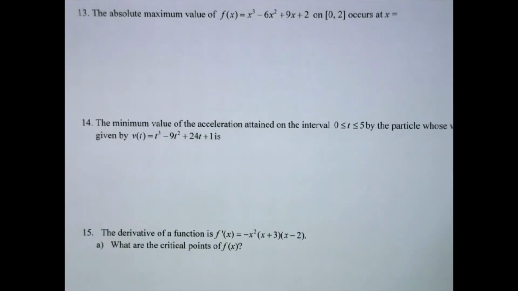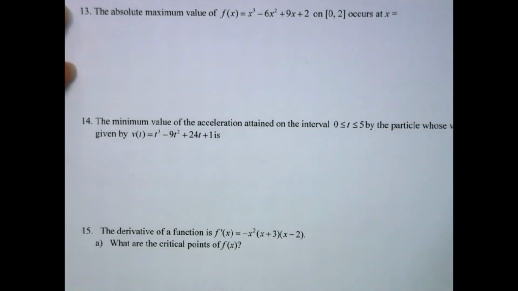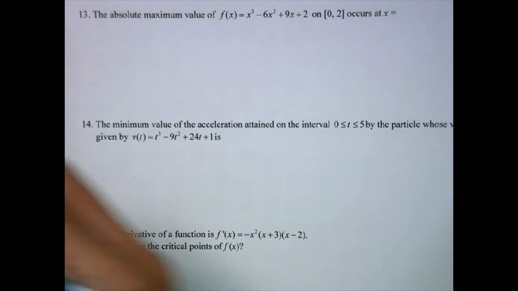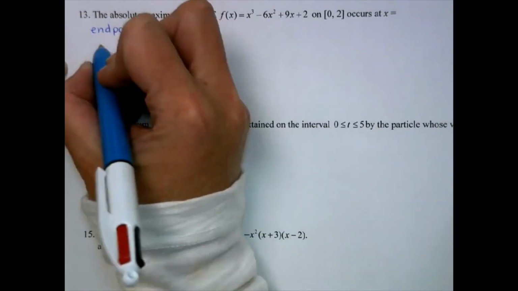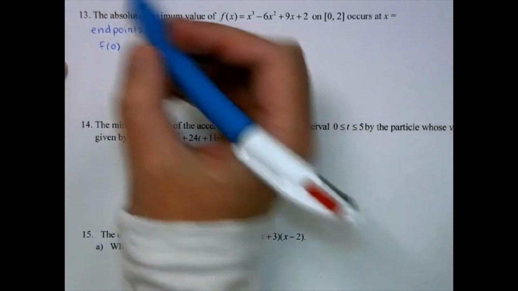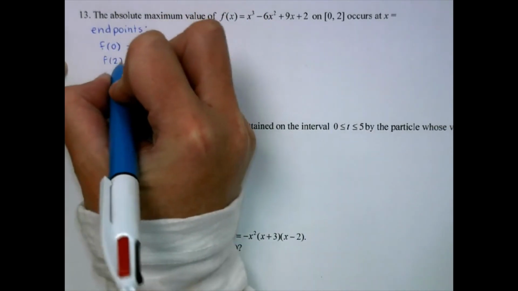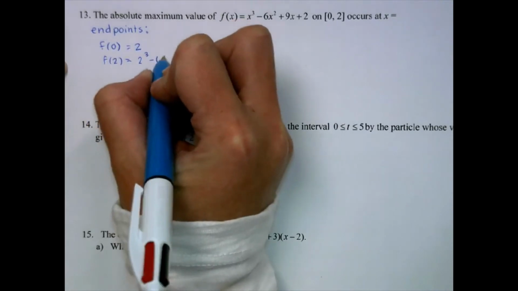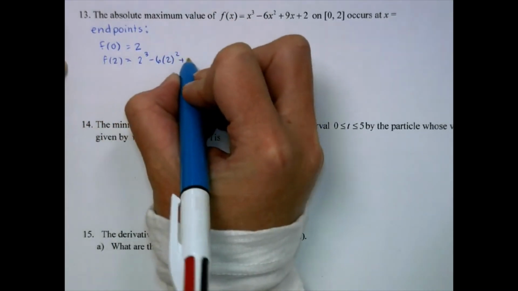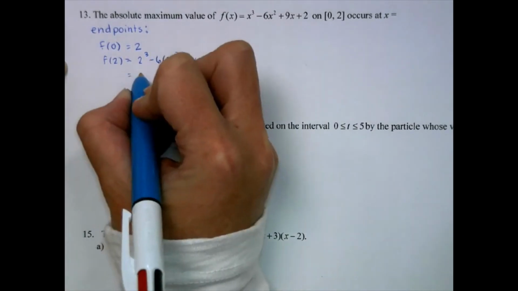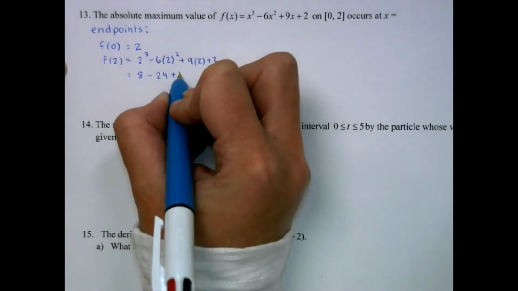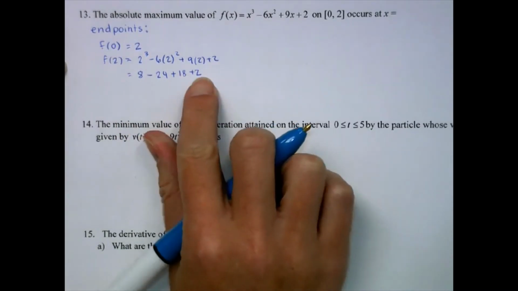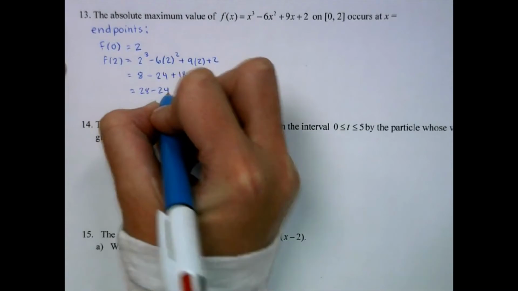All right, the absolute minimum of this function on the closed interval 0 to 2 occurs at x equals, well, we have to find our candidates, and our candidates are going to be the endpoints and the critical points. So for our endpoints, f of 0, if I plug 0 into this, is just going to be 2. F of 2 is going to be 2 cubed minus 6 times 2 squared plus 9 times 2 plus 2. So 8 minus 4 times 6 is 24. 18 plus 2 is 20, so we end up with 28 minus 24, which is 4.